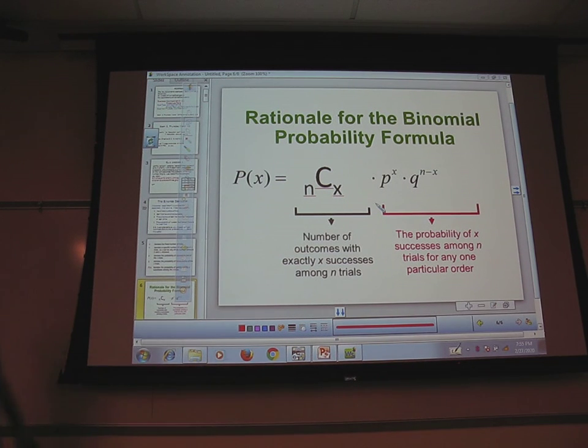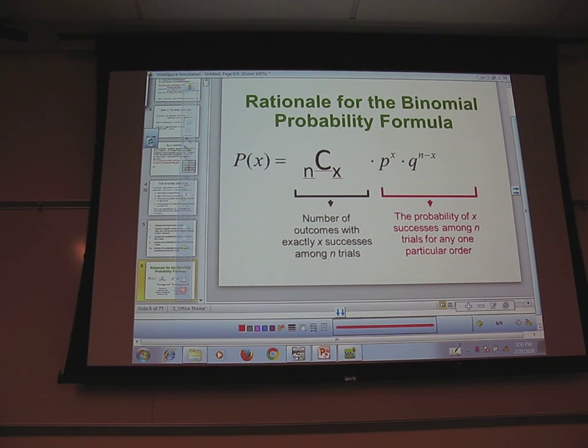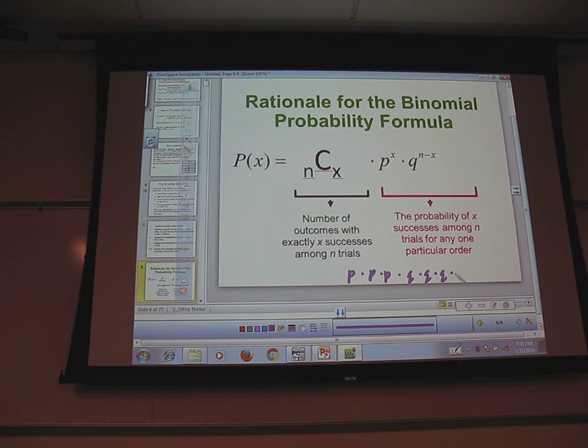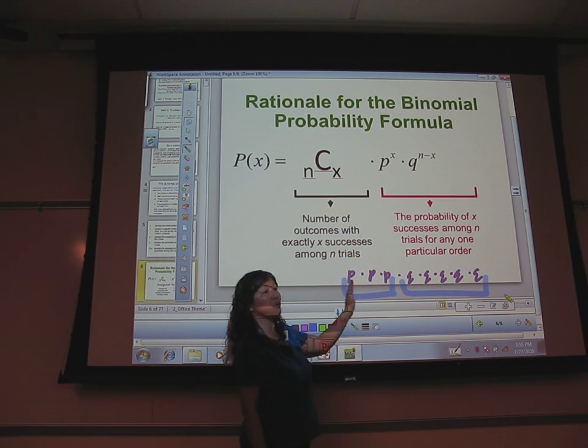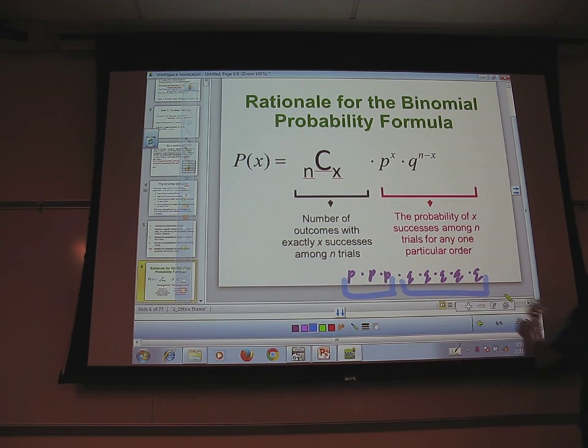So you can think about it as if I had a bunch of successes, success, success, success, and then a bunch of failures. This would be the probability of having 3 successes and 5 failures out of a total of 8 things. How do you find the probability? Success, success, success, fail, fail, fail, fail, fail. What's the probability? P times P times P times Q times Q times Q times Q times Q. Because all these things need to happen. This needs to be a success, and that's a success, and this is a failure, and that's a failure, and so on. All those things need to happen in the same experiment.